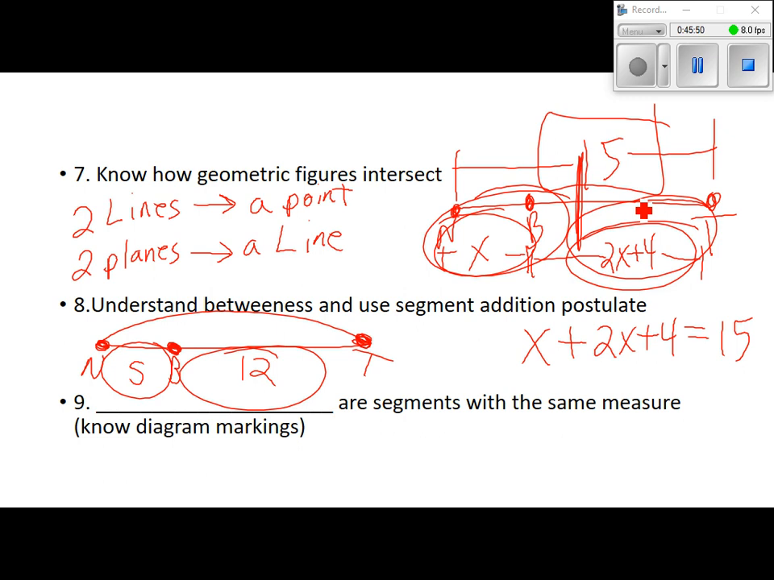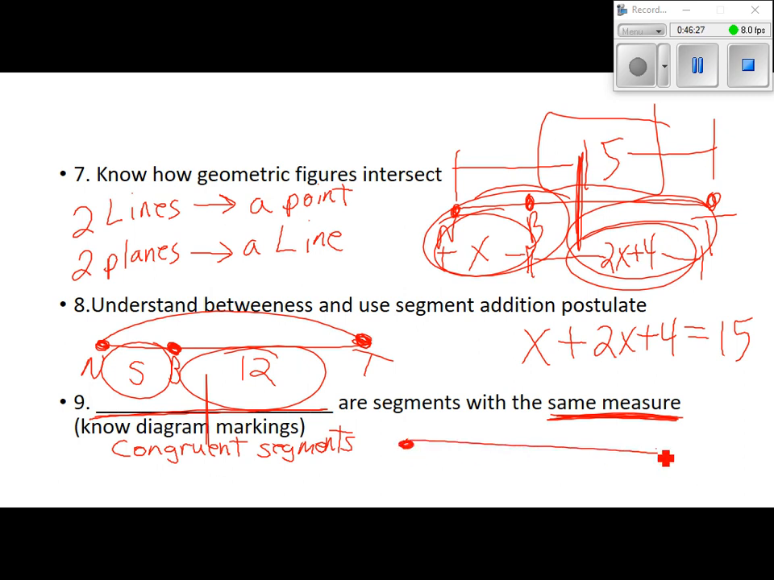Number 9. Sorry, my other stuff's in my blank here, but I'll just write it down below. Blank are segments with the same measure. What goes in this blank right here? What kind of segments have the same measure? Congruent. So congruent segments, that's what goes in the blank. What's the word congruent mean again? Equal or same measure.